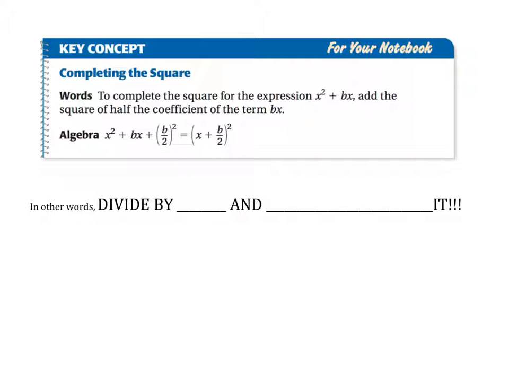It says, in words, to complete the square for the expression x squared plus bx. So we're only going to start off with the square term and the middle term. So it could be like x squared plus 4x. The way you're going to complete that square is by adding the square of half the coefficient of the term bx, which seems very confusing. Basically, all you're going to be doing is taking this b term, dividing by 2 and squaring it. So again, and this is the part that I want you to write down, to complete the square, you divide by 2 and square it. So you take your b value, divide it by 2 and square it.